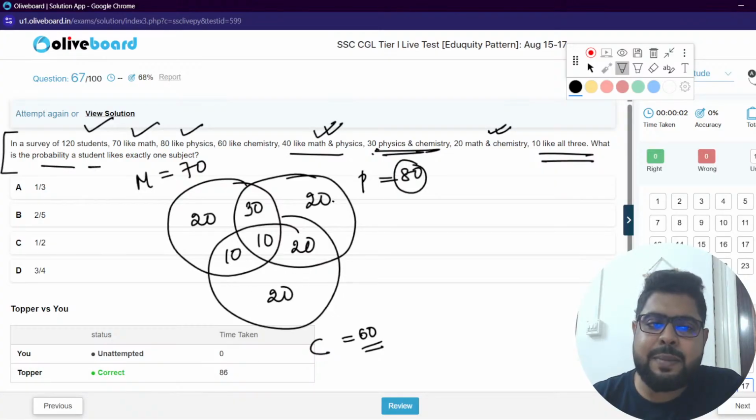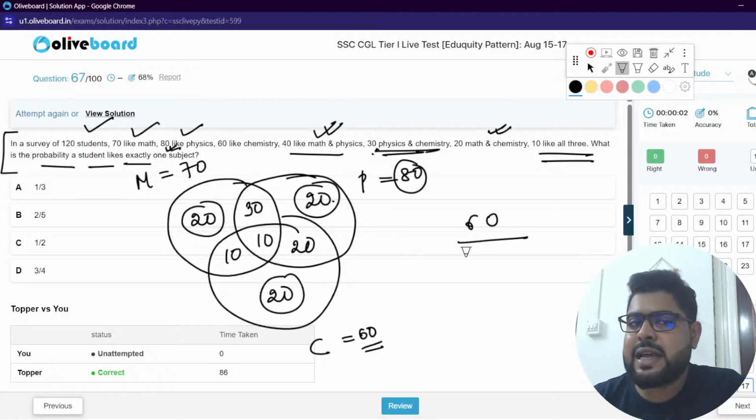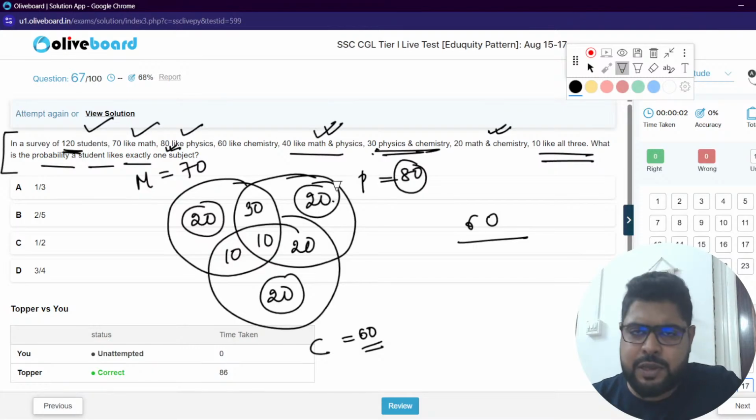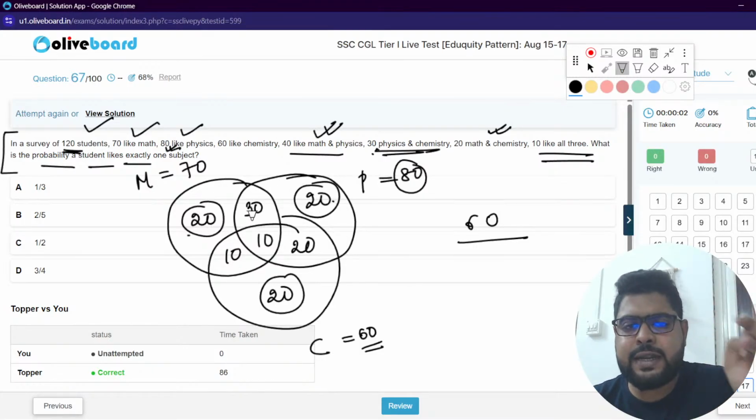Now, what is the probability that a student likes exactly one subject? Exactly one subject means 20, 20, 20, total 60, out of 120 students. Or if you want to cross-check, add all the students in the Venn diagram: 20, 20, 20, 20, that is 80.